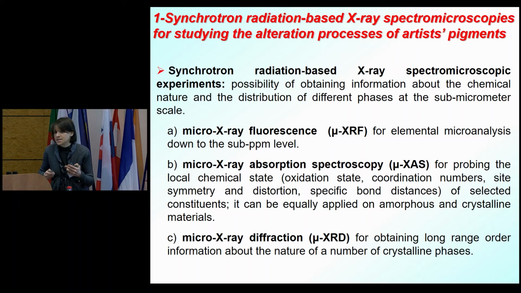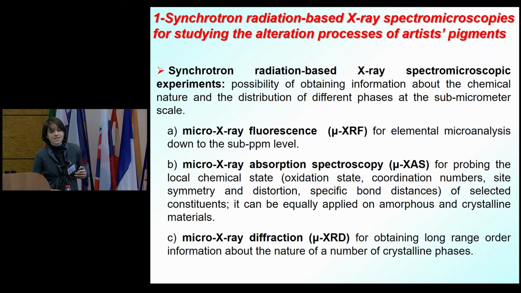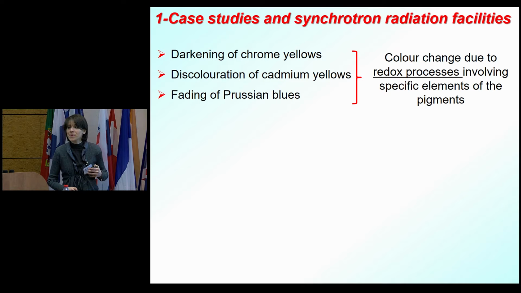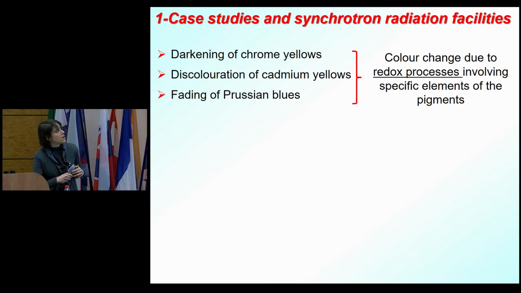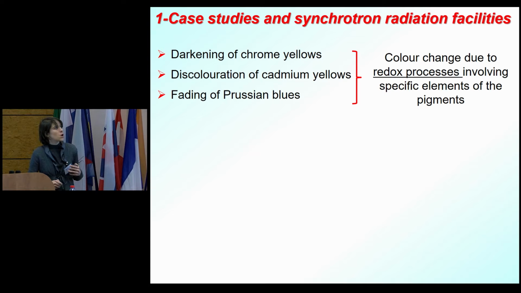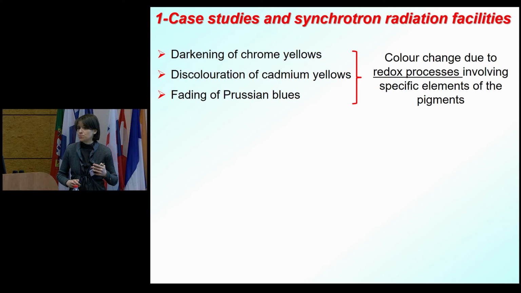What we usually do is a combination of different X-ray spectroscopies: in particular, X-ray fluorescence, X-ray absorption spectroscopy, and X-ray diffraction. Today, I will mainly focus on the application of XANES spectroscopy for evaluating the alteration mechanism of different types of pigments. In particular, I will present some results about the darkening of chrome yellow and additional results regarding the fading of cadmium yellow and Prussian blue. These three classes of pigments have in common the fact that the color change is due to redox processes that involve specific elements of the pigments.